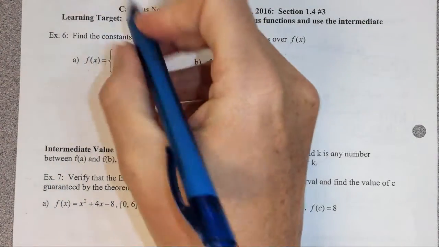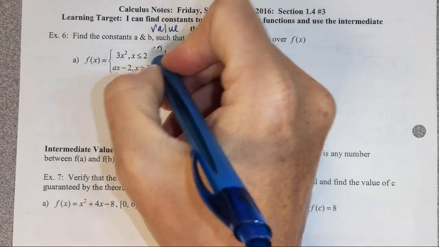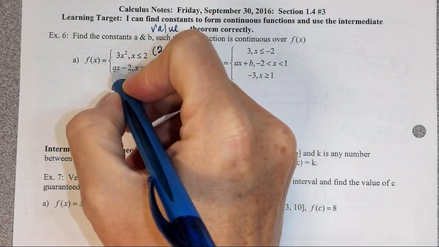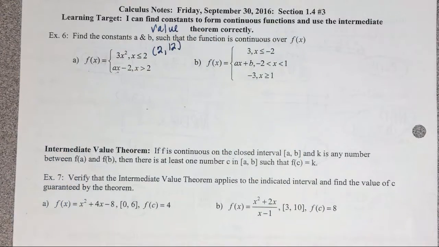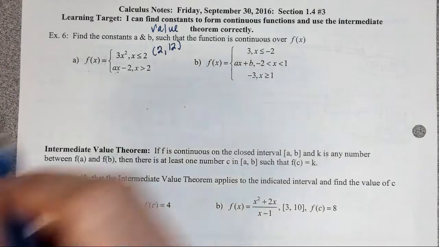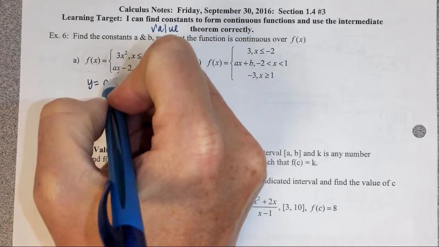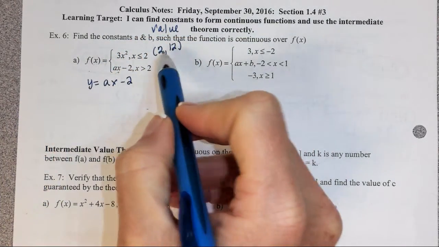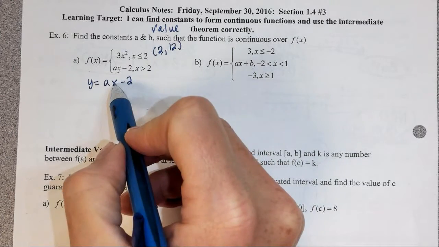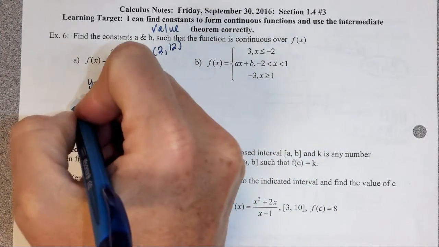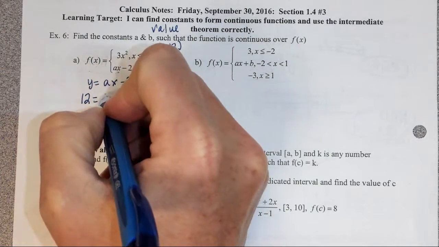Okay, so let's plug in 2 here. If I plug in 2 here, 2 squared is 4 times 3 is 12. If I plug in 2 here, though, I can't get an answer. So what am I going to do? Okay, so we're going to say then that this function here is y equals ax minus 2. So he's saying that if I plug in 2 for x, I want to be able to get 12 for y. And that's correct. That's going to work.